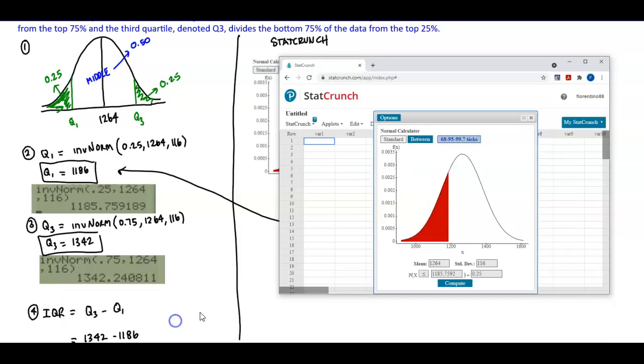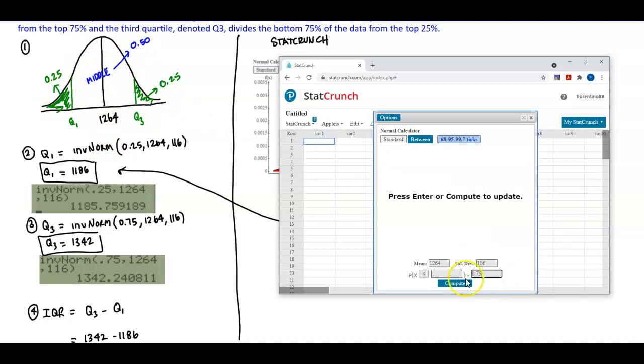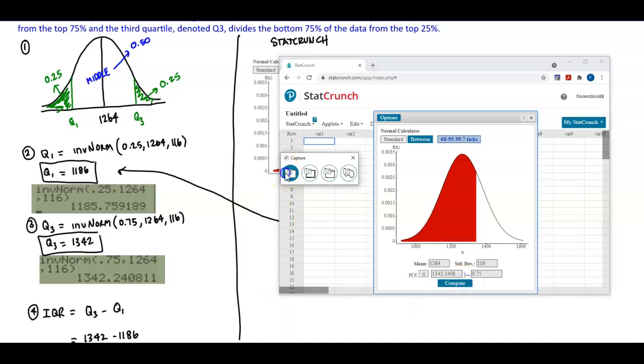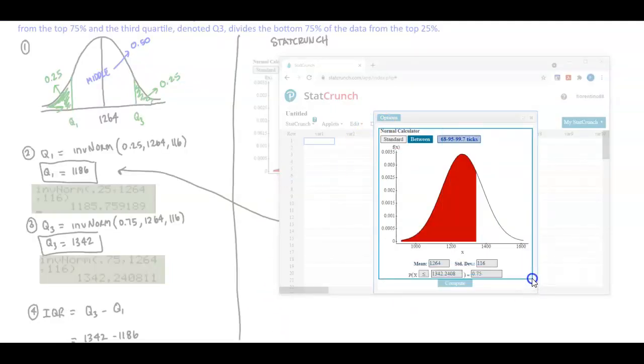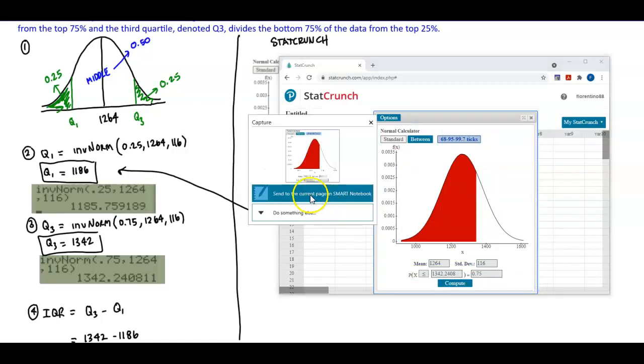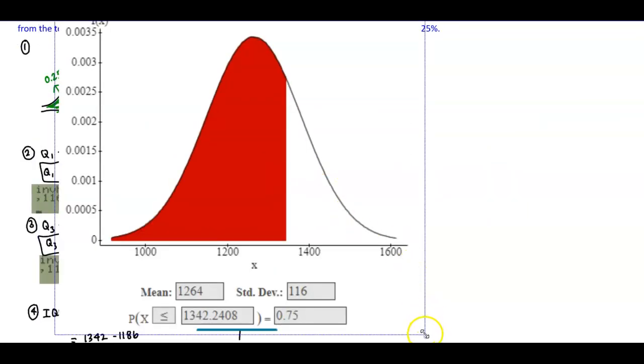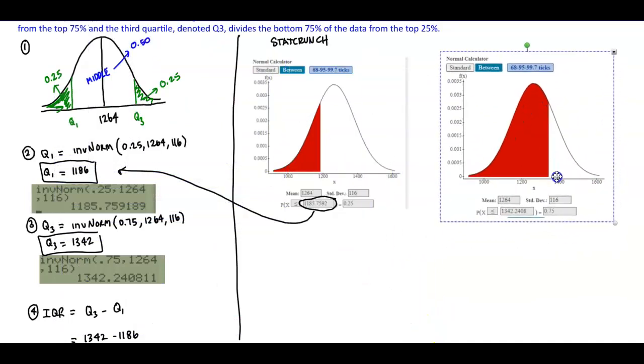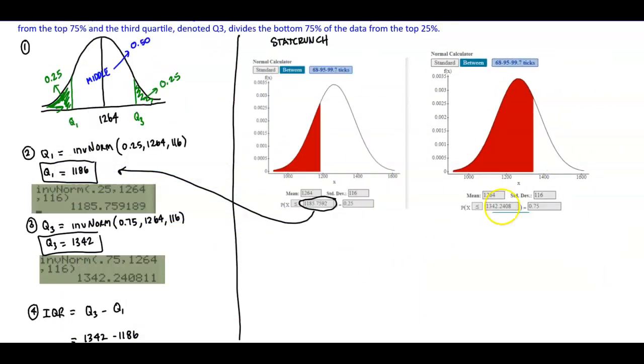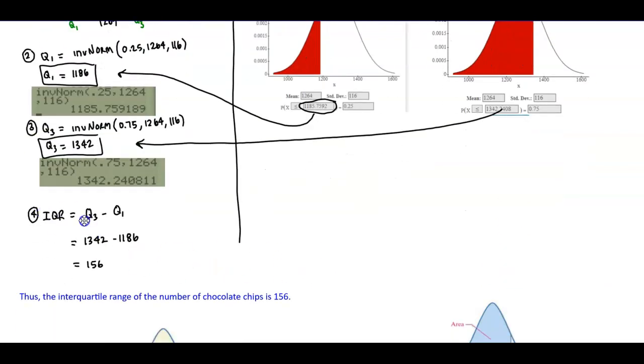Okay, and then we're going to come back again using the same mean, the same standard deviation, but now the area that we want to the left of quartile 3 is 75%, or that's 0.75. And then we're going to select compute. And so now, once we have that number here, then we can find the interquartile range as we did in step 4 by subtracting those numbers and getting that result.